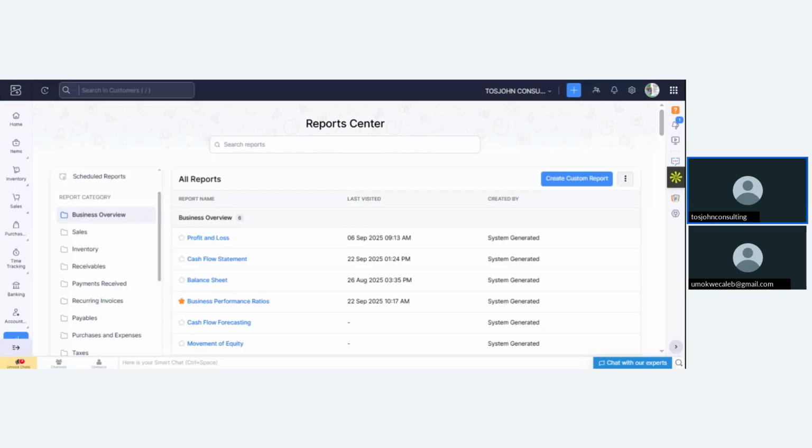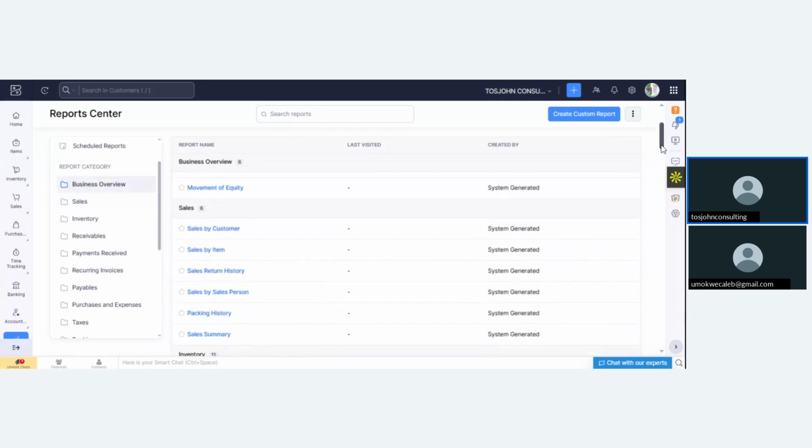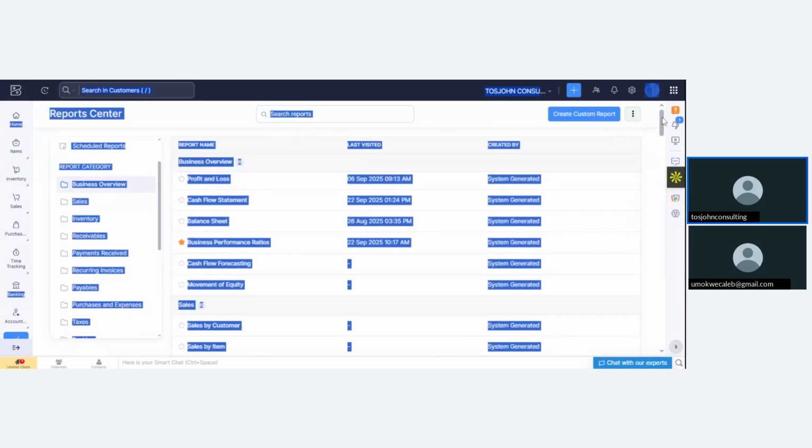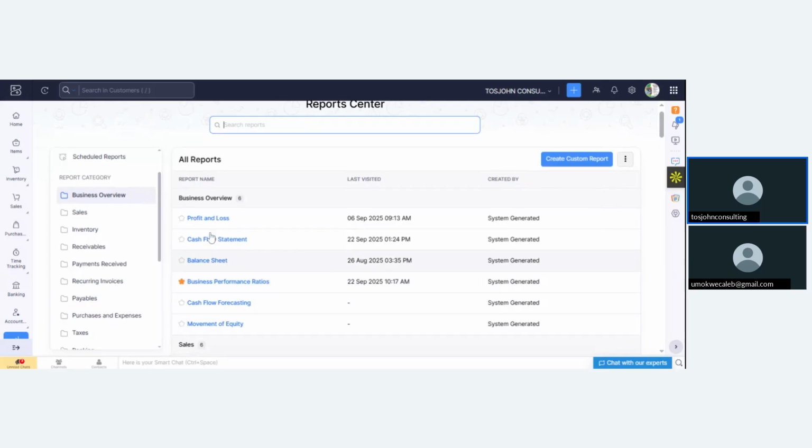Very good. Thank you. So let's look at the most important part of the report. Of course, all the reports are very important. So this is the business overview. From the business overview report, you can see there are 6 reports under the business overview: 1, 2, 3, 4, 5, 6. You can see 6 reports.